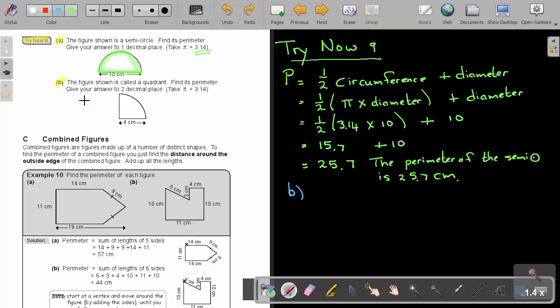Now if I do number B, the figure shown is called a quadrant. So it's just a quarter of a circle. Find its perimeter. Give your answer to 2 decimal places. Pi is again 3.14. So again, it's a quarter of a circle. And now what is this? This is a radius plus another radius.